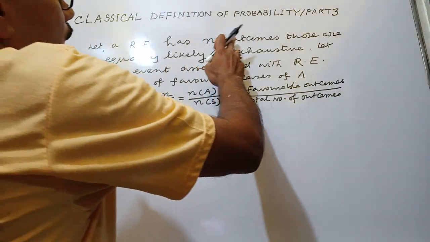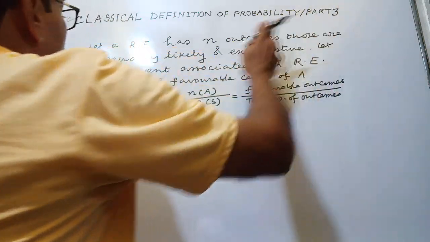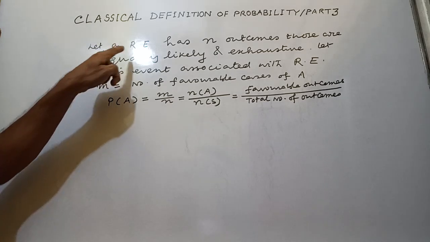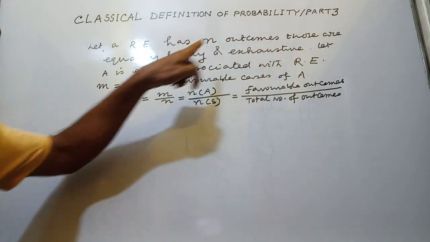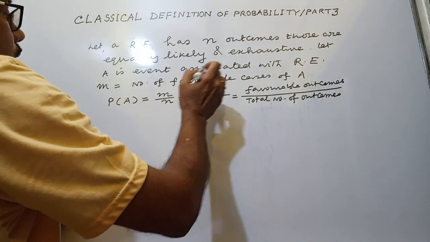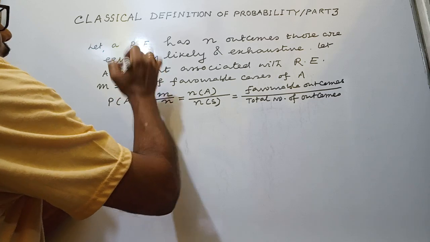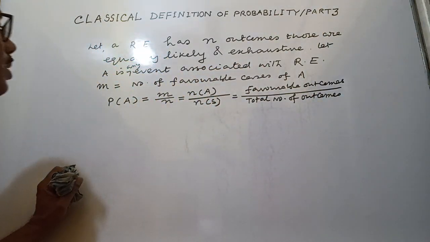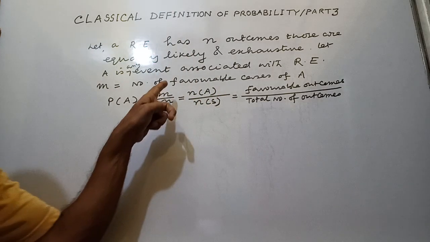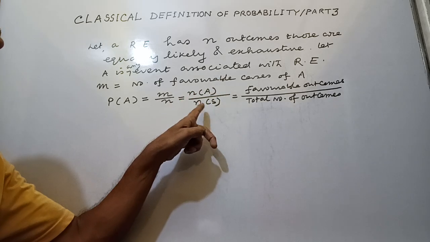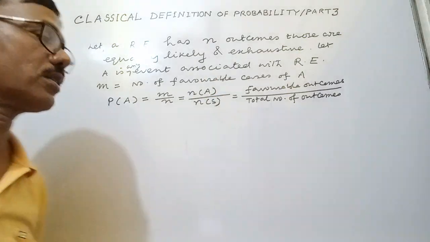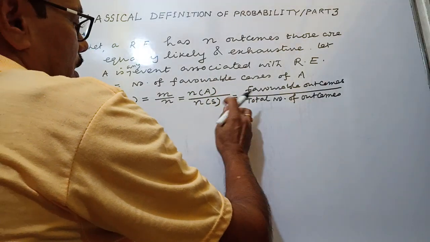Let a random experiment have n outcomes. What is our assumption? Those are equally likely and exhaustive. We have already defined what is a random experiment, what is outcome, what is equally likely and what is exhaustive. Let A be any event associated with the random experiment and m equal the number of favorable cases of A. So P(A) equals m by n, that is n(A) by n(S), the number of elements of A by the number of elements of S.